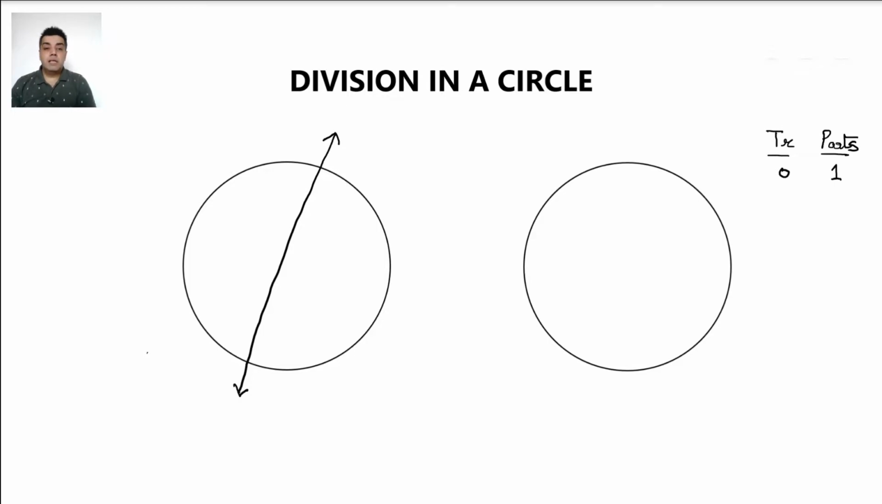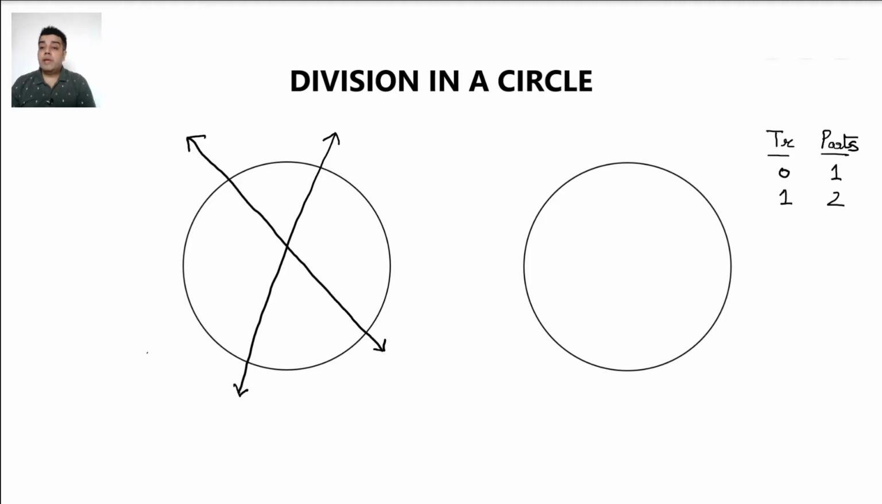Okay. Now in the same diagram, if I draw one more transversal which intersects the other transversal. So how many transversals? Okay, first let me take the case where I would have drawn one transversal. How many parts would I have got? The circle would have been divided into 2 parts. So division is the verb and parts is the consequence of it.